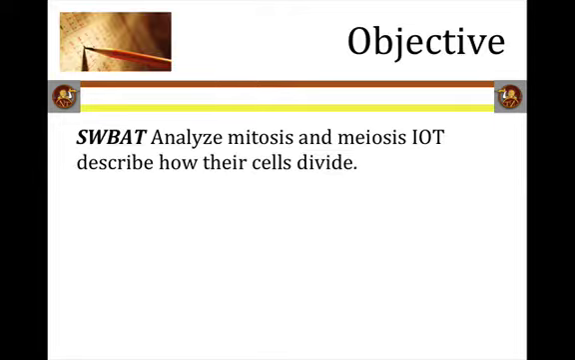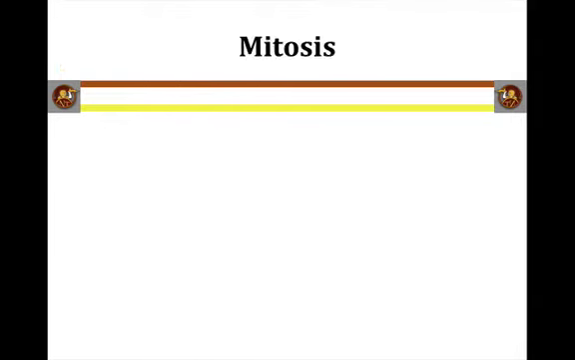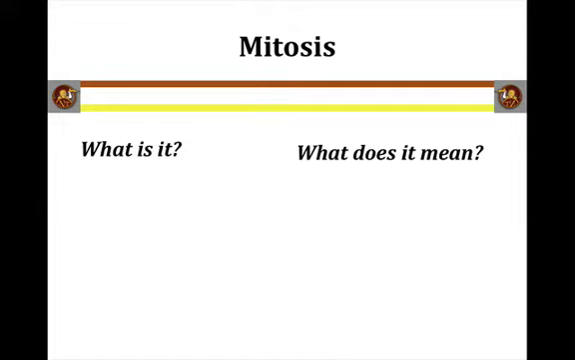Your objective for this lecture is student will be able to analyze mitosis and meiosis in order to describe how their cells divide. Now I'm talking about both body cells and sex cells in this lecture. So, mitosis. We're going to first talk about three different things. What is it? What does it mean? And what happens? Okay? So, focusing on what is it?